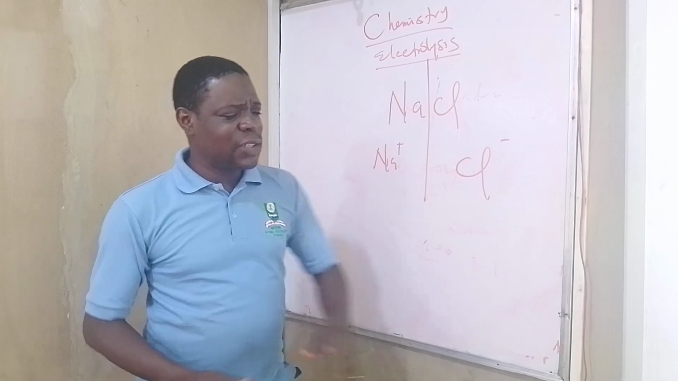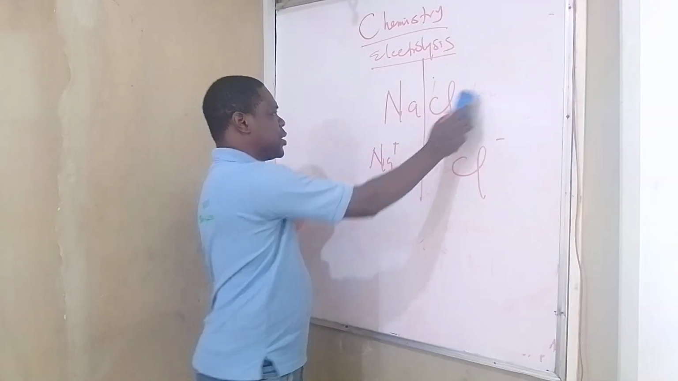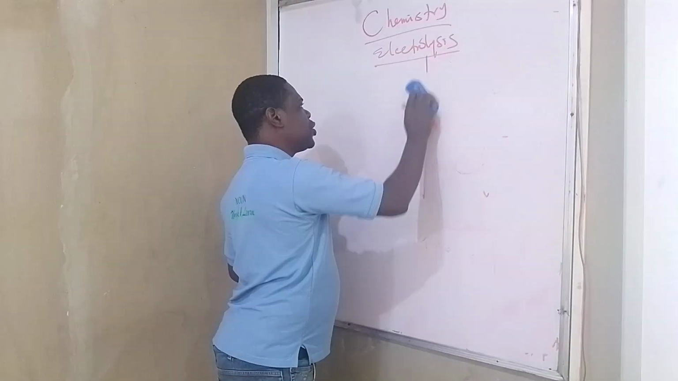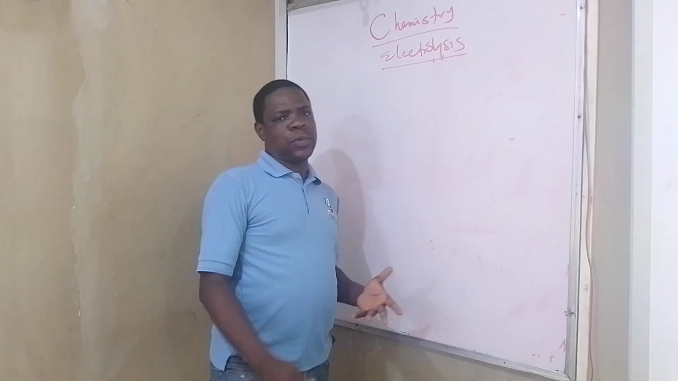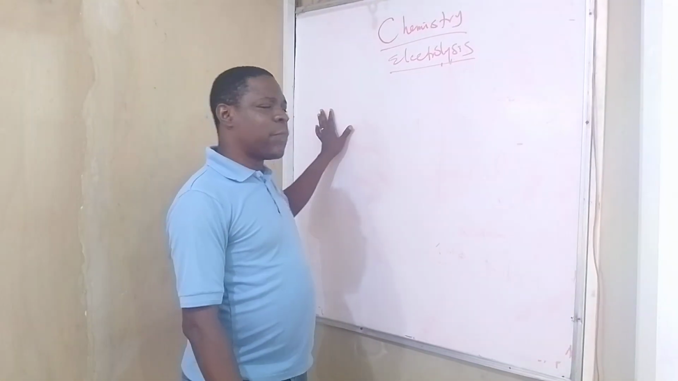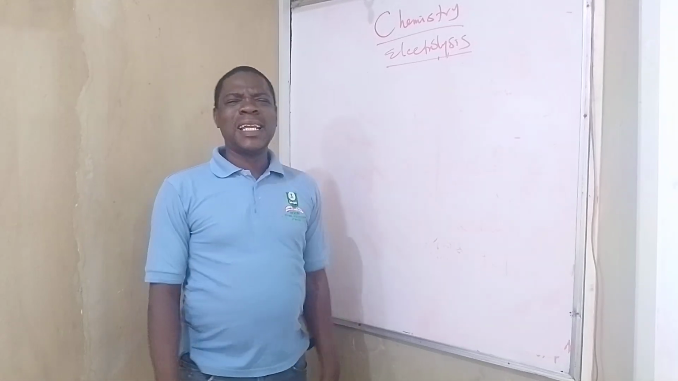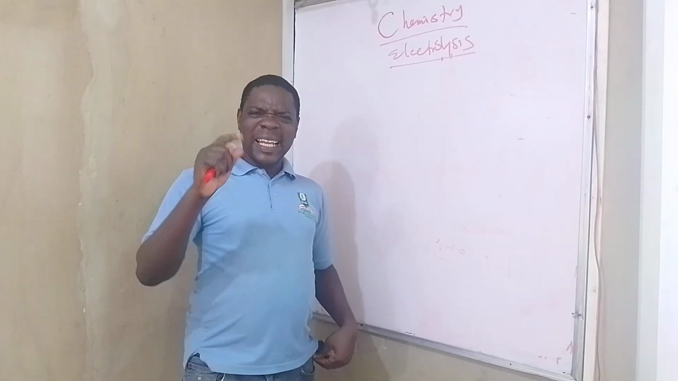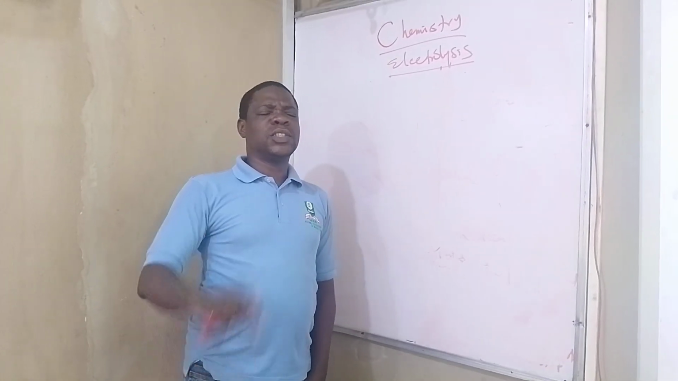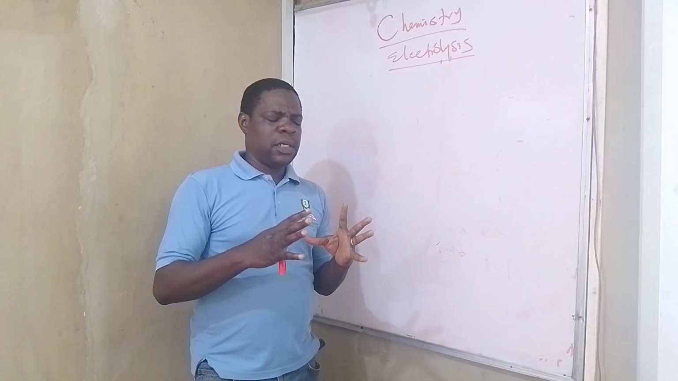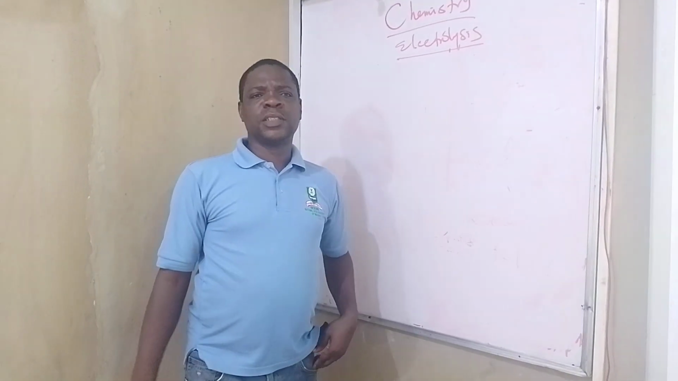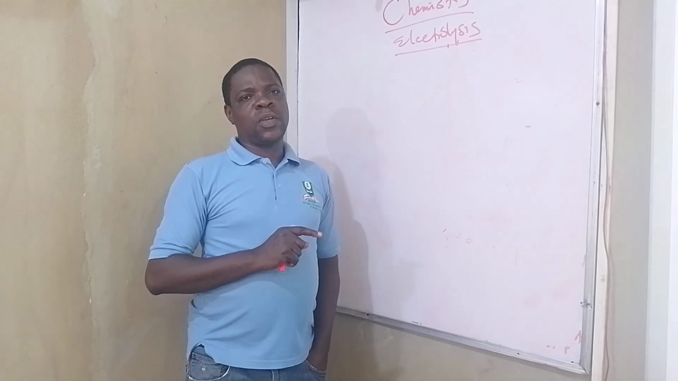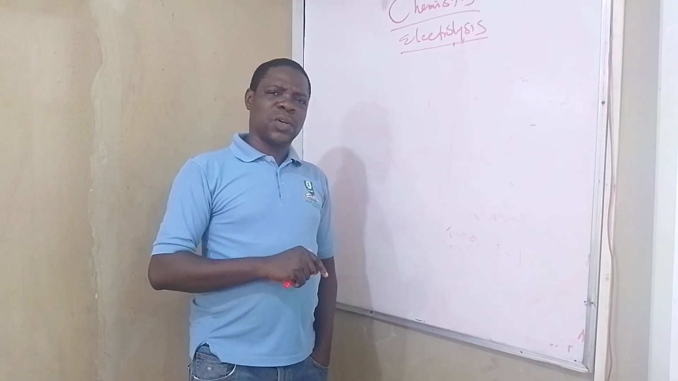So how can we now define electrolysis? Electrolysis is a chemical process through which chemical reaction is caused to happen within a chemical compound or substance by what? By the passage of electric current into what? Into the molten form of the electrolyte or the solution of the substance if it is a salt.